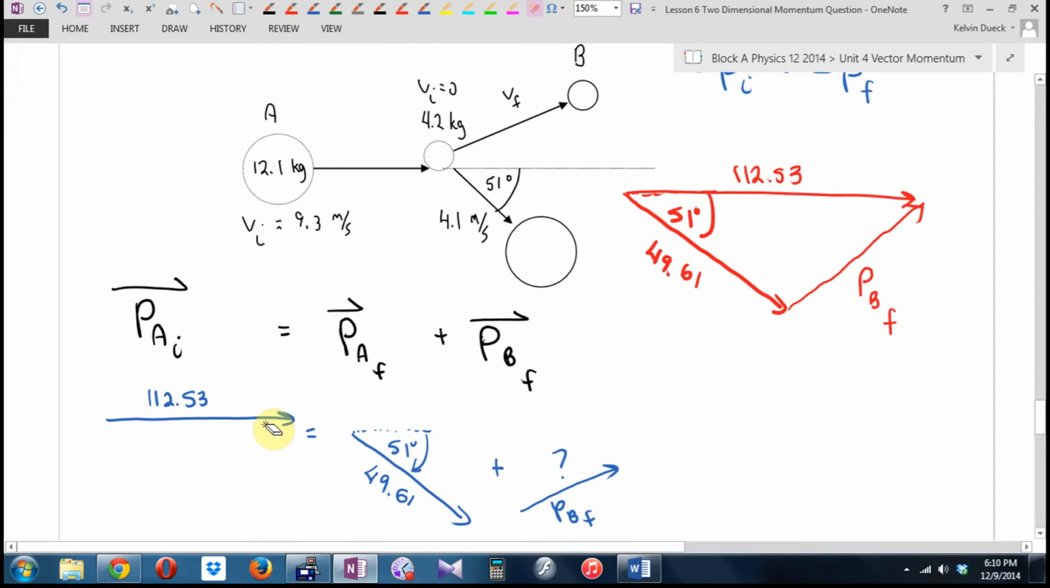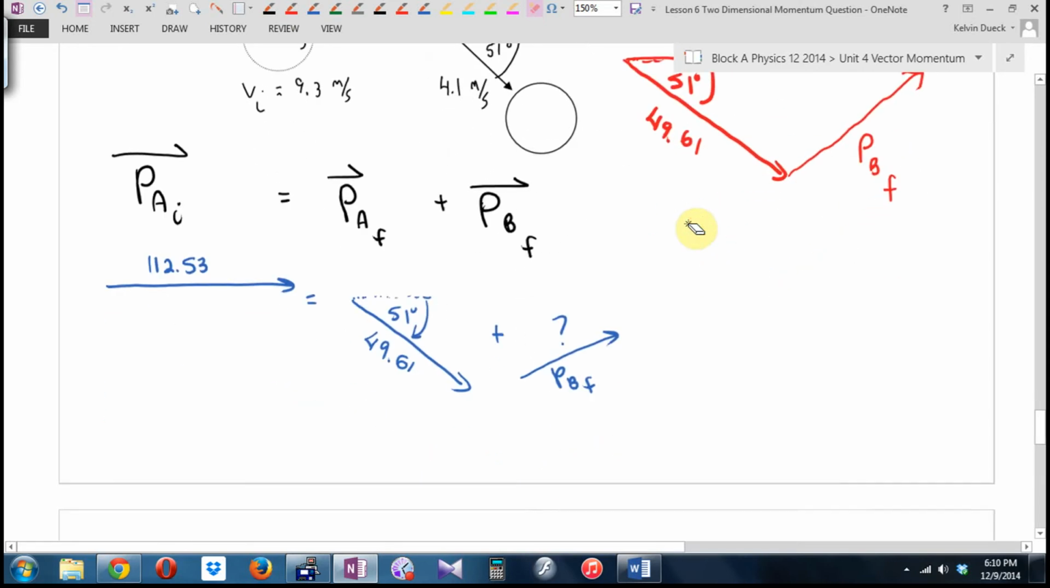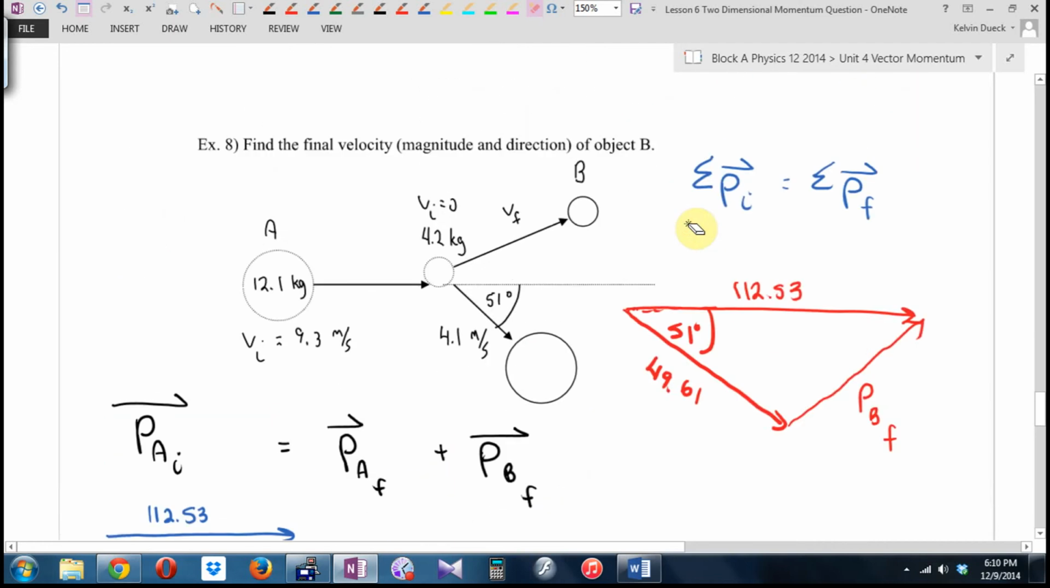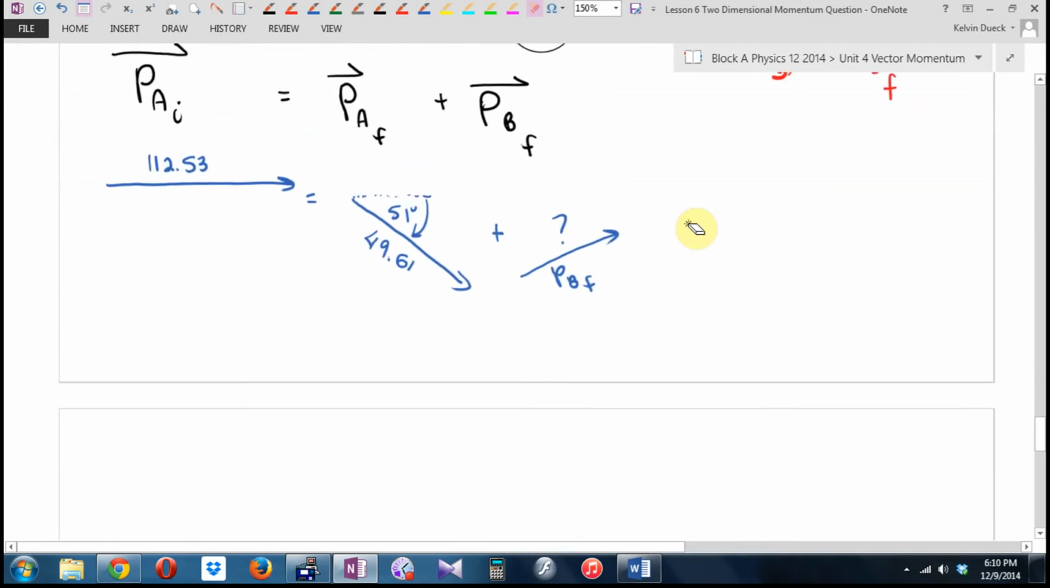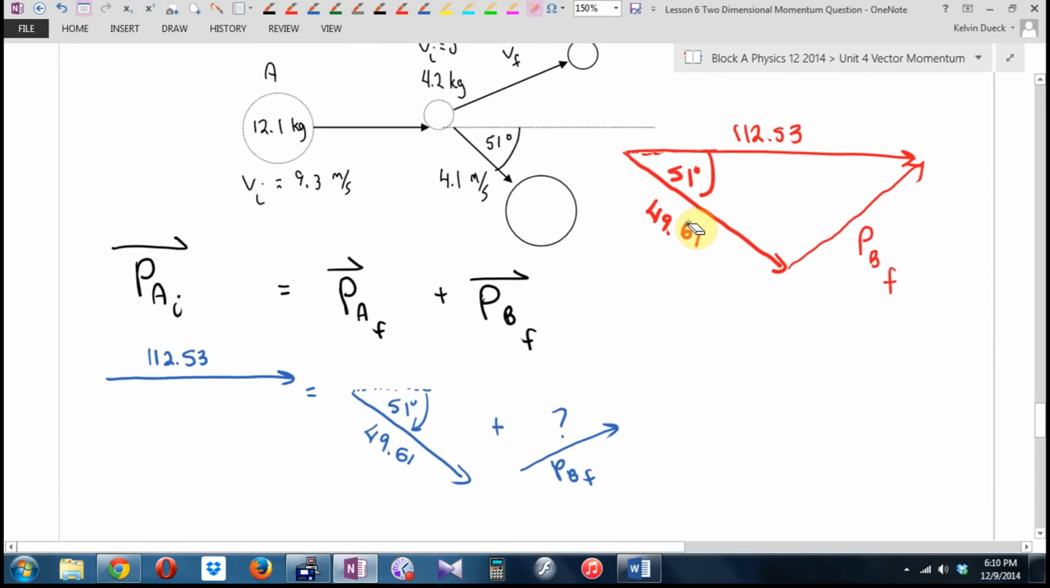SOHCAHTOA? Nope. So, cosine law. What's the cosine law? This squared plus this equals this squared plus this squared minus 2, this, cos that. Say, what? Boy, I didn't leave you guys much room here. You might need to go on the next page or write small or something in hindsight.